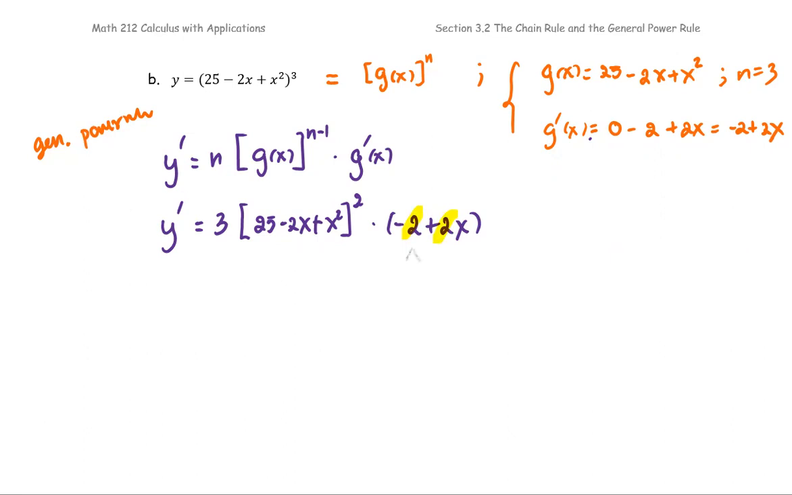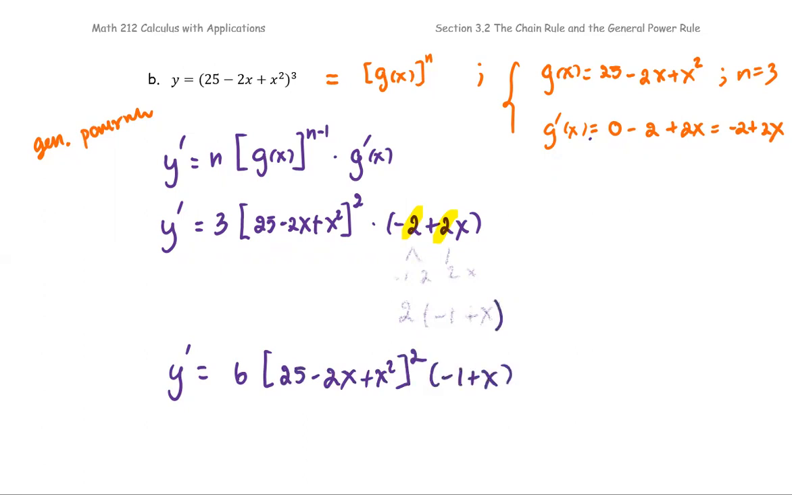I can see this as negative 1 times 2, and this is the 2 times x. So I factor the 2 out, and it becomes 2 multiplied by negative 1 plus x. Then my other form of the derivative is going to be 3 times 2, which is 6, multiplied by the quantity 25 minus 2x plus x squared raised to the power 2, and multiplied by negative 1 plus x. Okay, so you can answer with either this form or this form. I'm okay with either one.